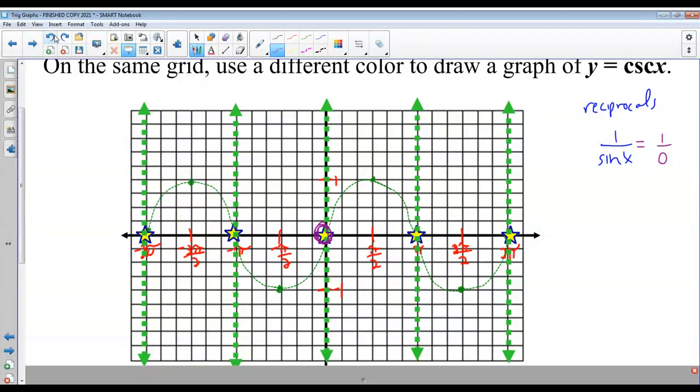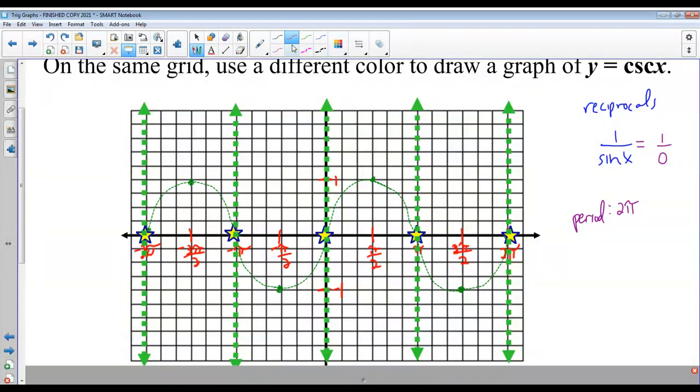All right, so this is the parent function. Obviously, if there's transformations, if there's changes to the period, that will all change, but the period of the cosecant function is also 2 pi. The frequency will change that once we start dealing with transformations, but the period is 2 pi.